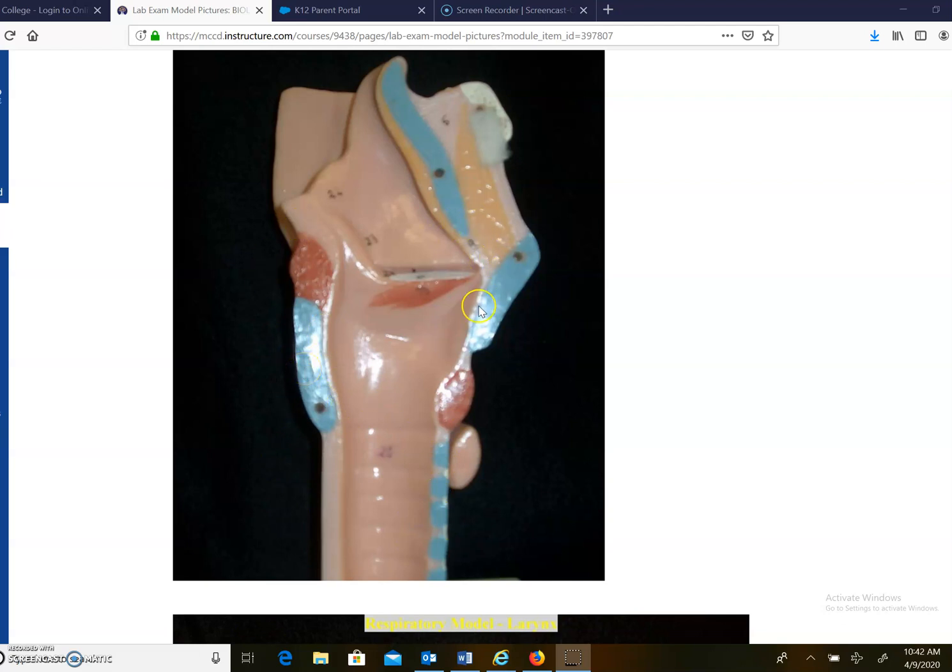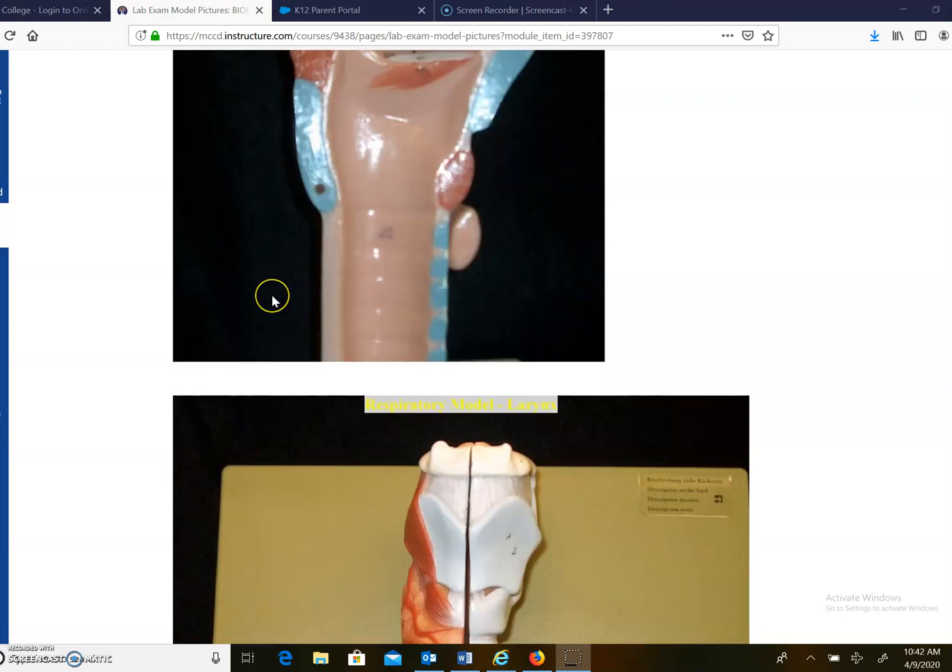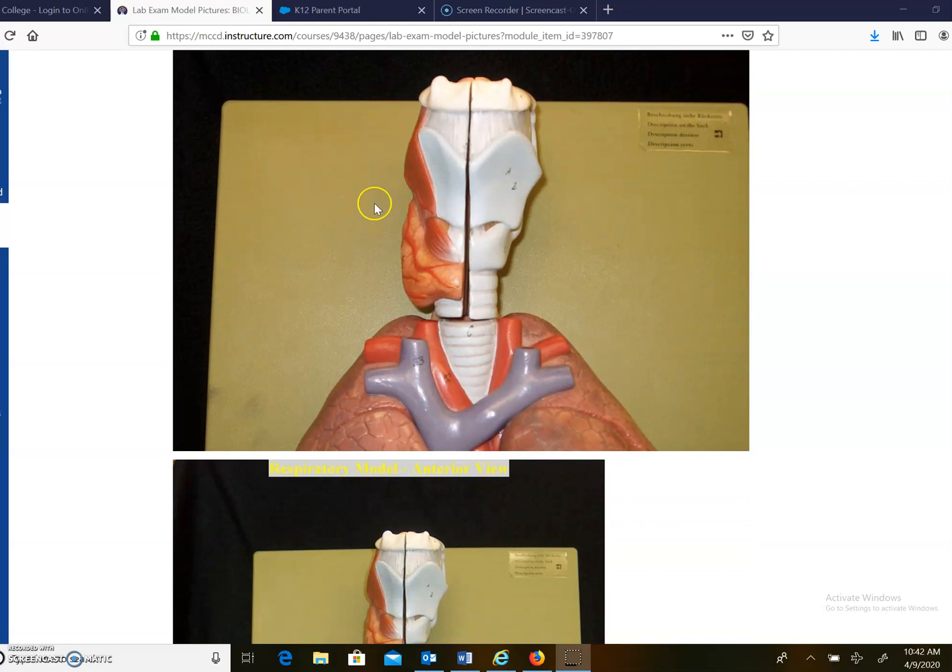Up here you can see the laryngeal cartilage right here and right here, and when you look at the anterior view, here's the laryngeal cartilage, and here is the thyroid. You can see the cartilaginous rings here.